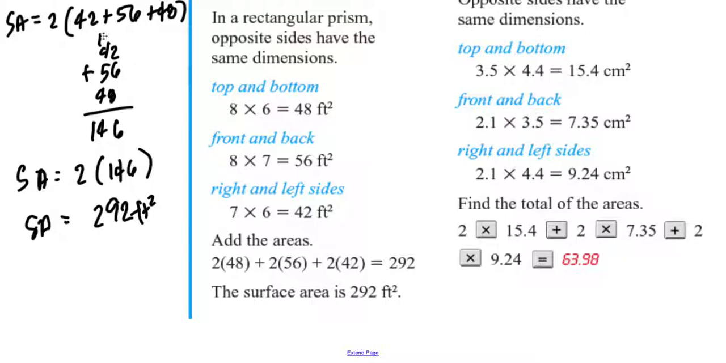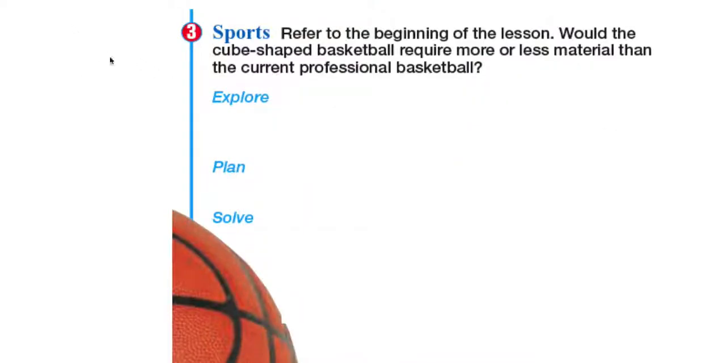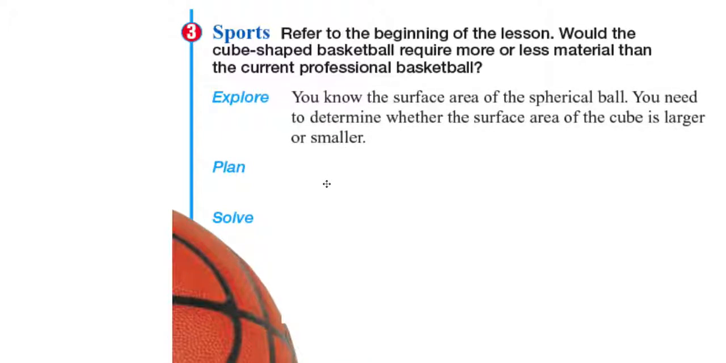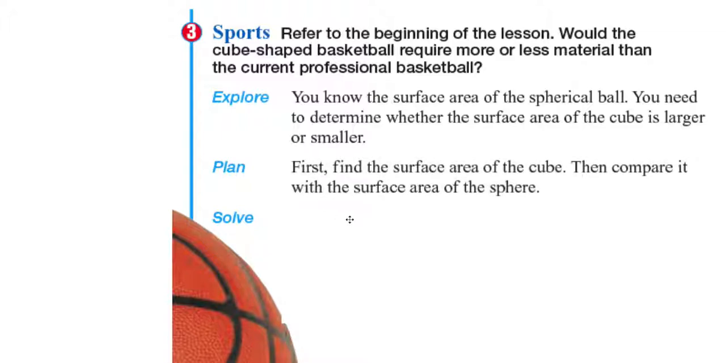Okay? And let's finally go to our last example. Remember what they talked about in our last example? What if the basketball was not a sphere and it's a cube? Would a cube-shaped basketball require more or less material than the current professional basketball? Let's find out. You know the surface area of the spherical ball, you need to determine whether the surface area of the cube is larger or smaller. So to solve this, we first need to find the surface area of the cube, then compare it with the surface area of the sphere.